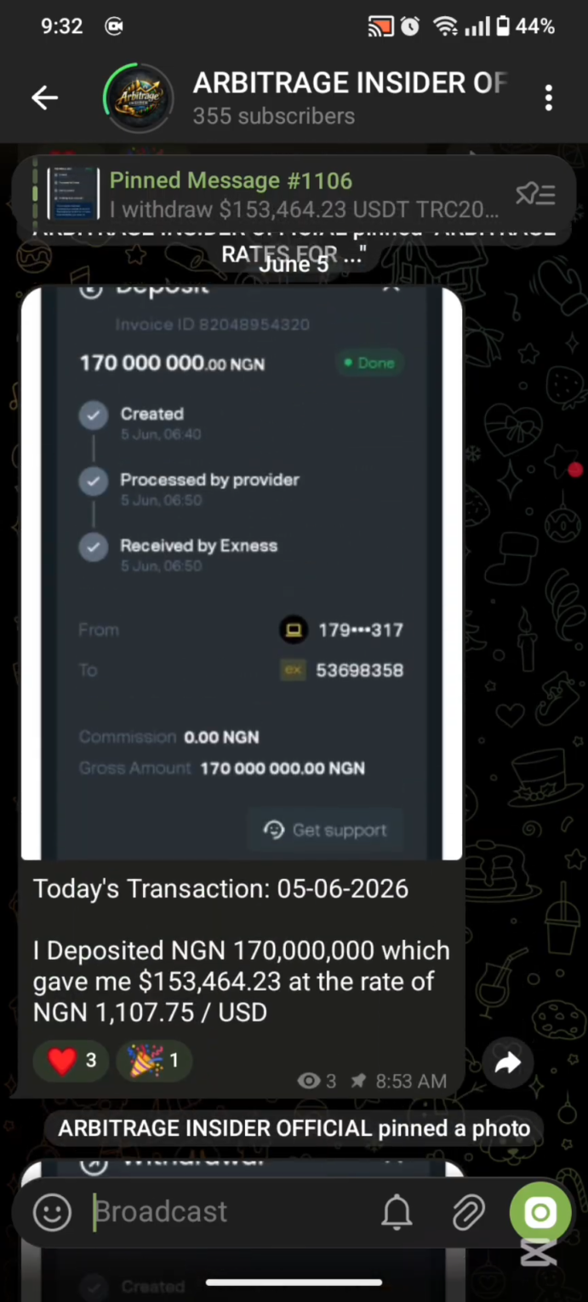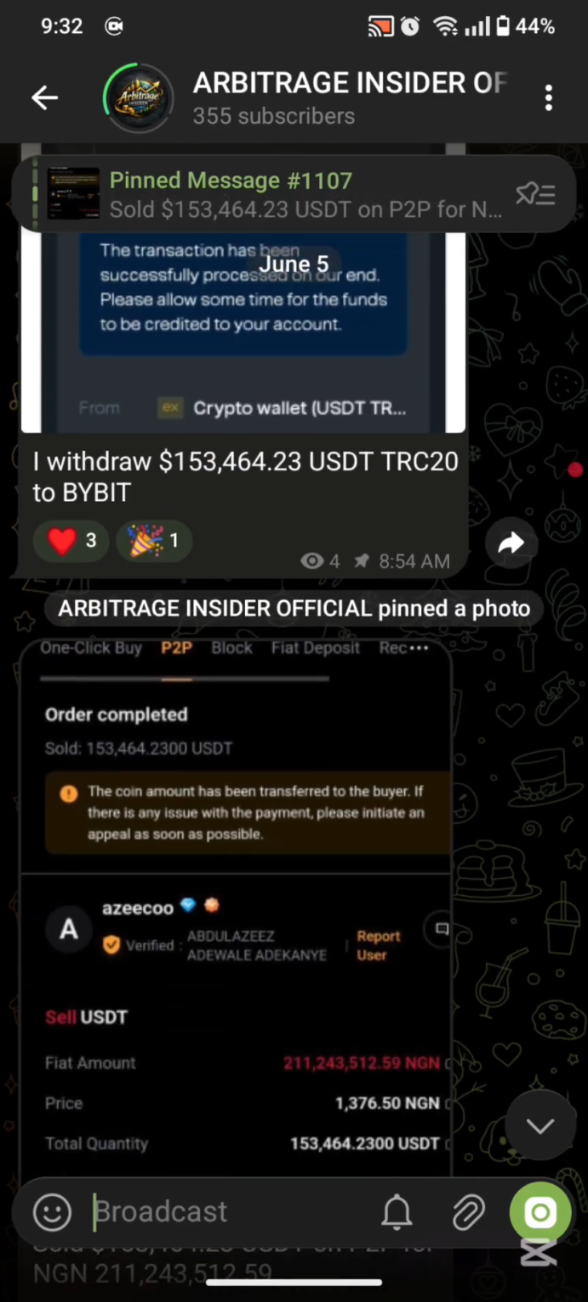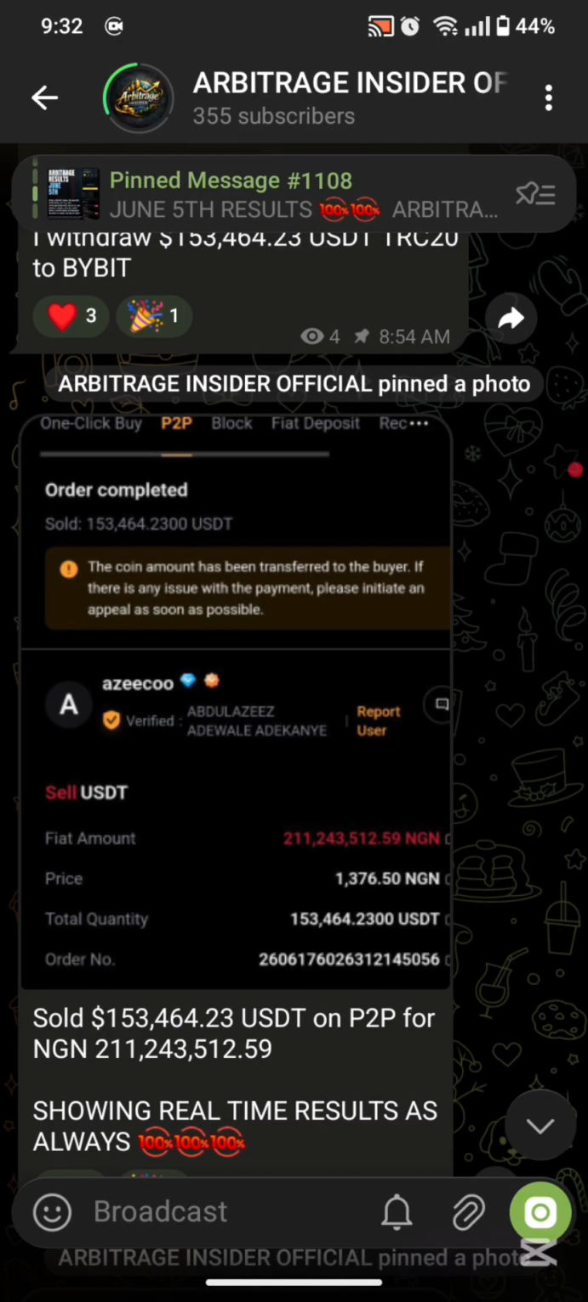Remember, we started the day with a total capital of 170 million naira on this platform, and then we are ending the day with a total return of 211 million Nigerian naira. So that's exactly how this arbitrage works. That is how the whole arbitrage works.